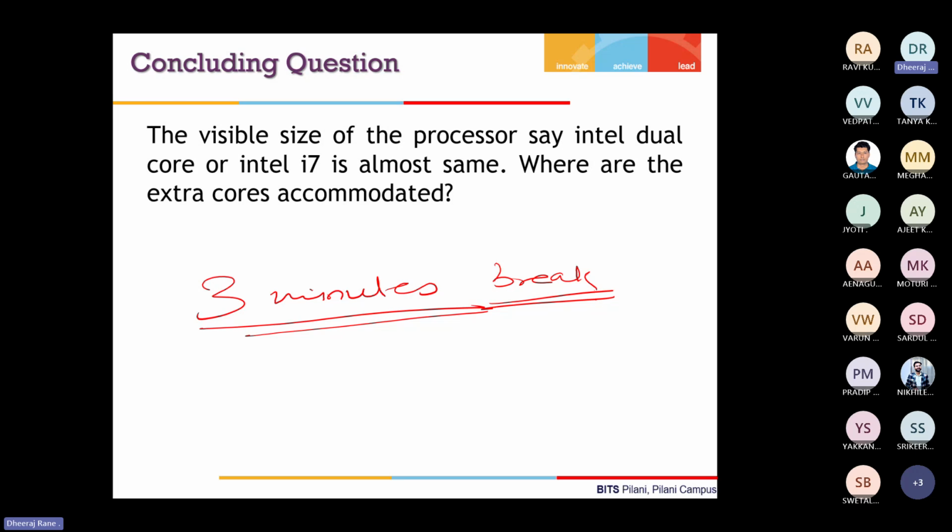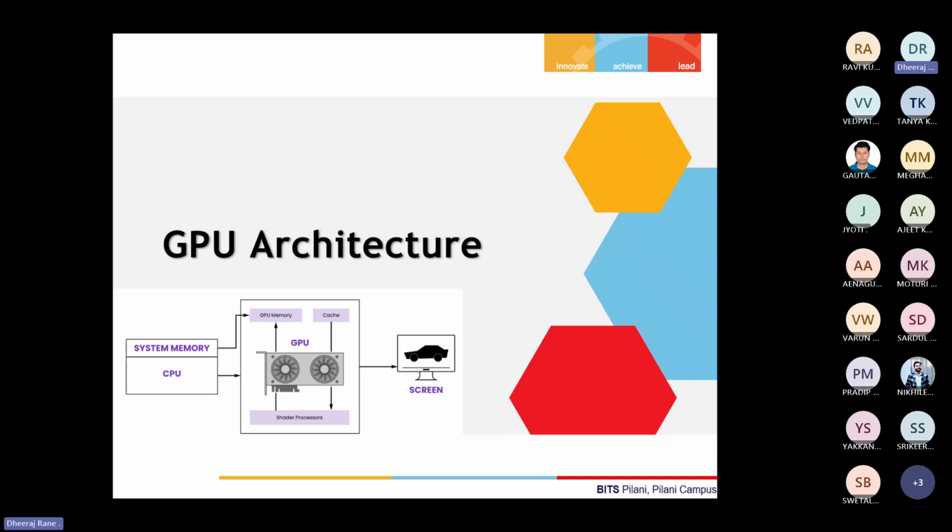Okay, resuming the session. Now we have seen multi-core, we have seen multi-processor, okay, and pipelining. Now the next version where we can increase the performance is the GPU architecture. So just have a look at the diagram. I think it will summarize the whole concept. What exactly is GPU?